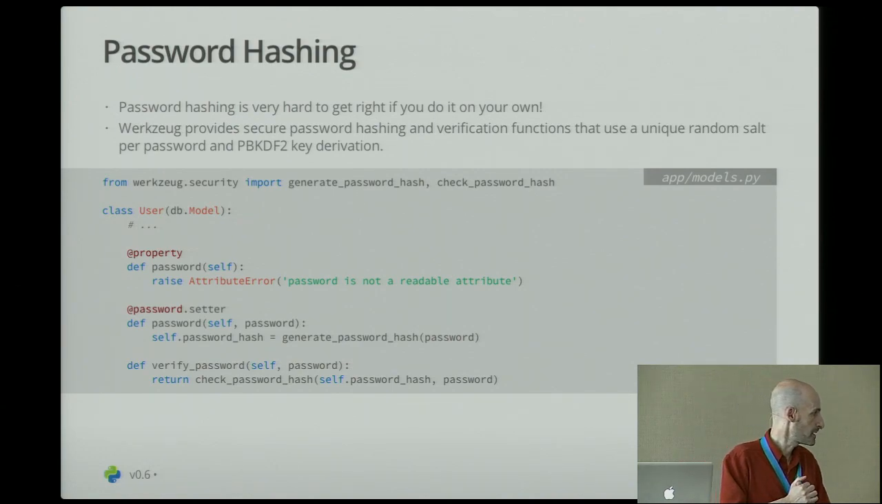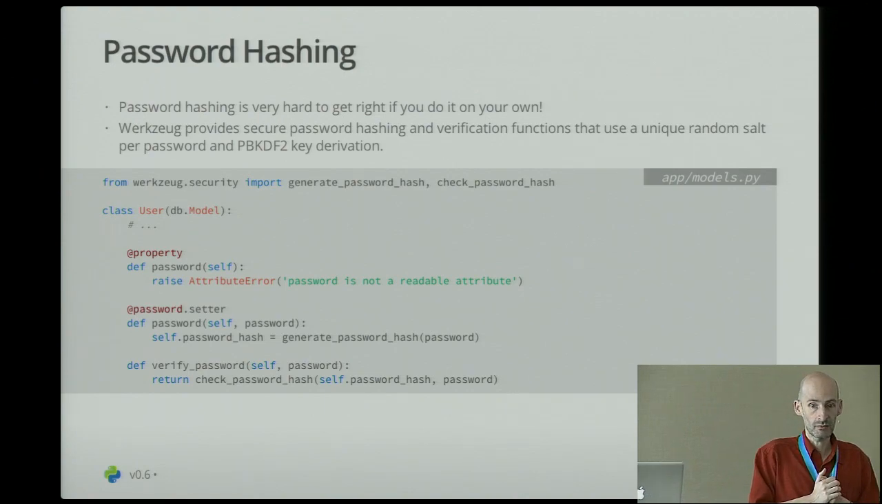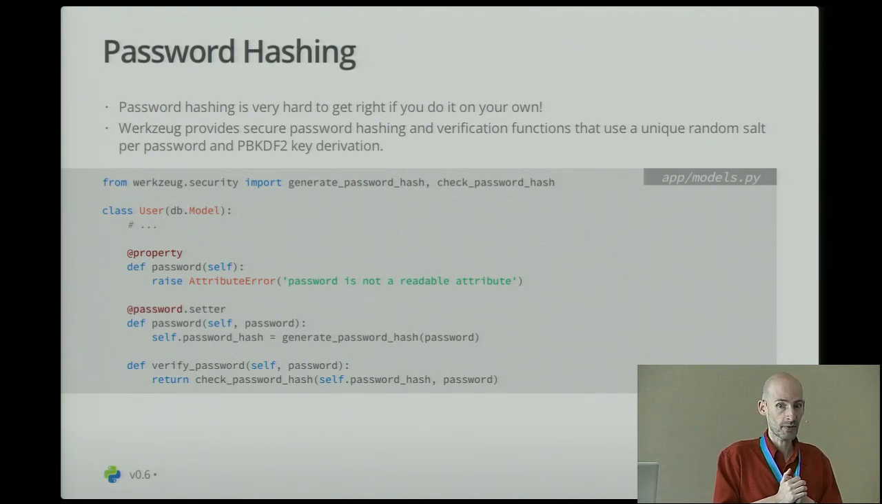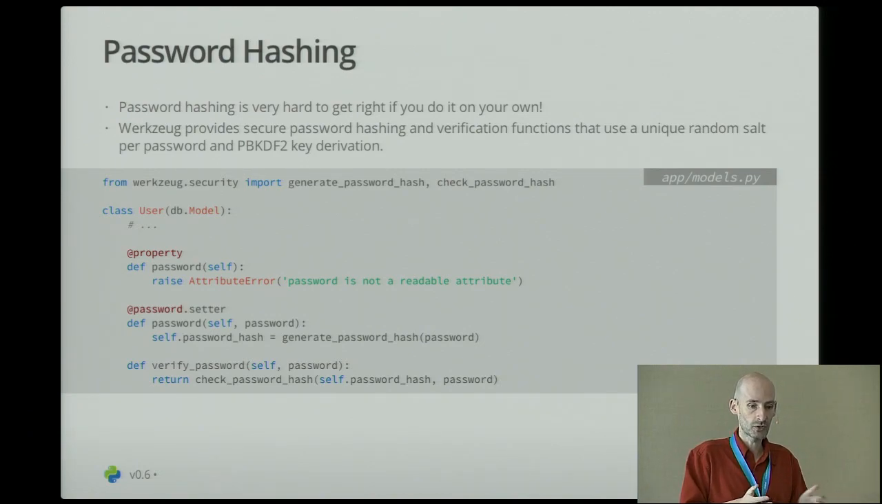The bottom method is the one that verifies the password. So that takes a plain text password. This is the password that you need to verify if it's correct. And then the way the verification works is you call this other function also from Werkzeug, and Werkzeug will go and apply the transformation function to this password, and then it compares the hashes. And if the hashes are equal, then the password is good.